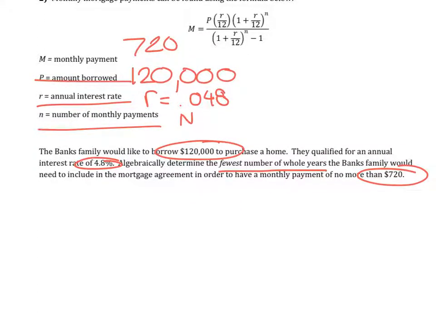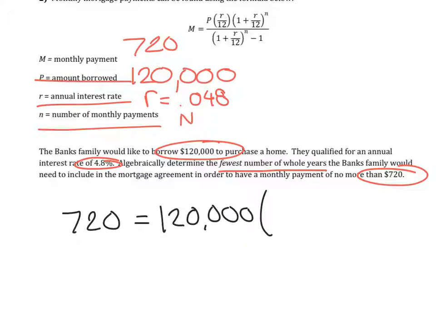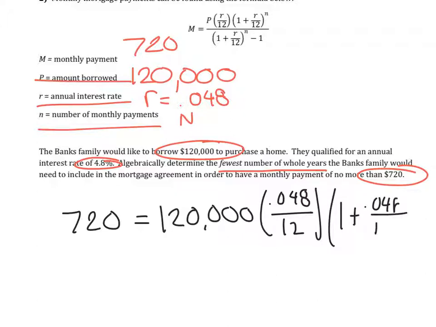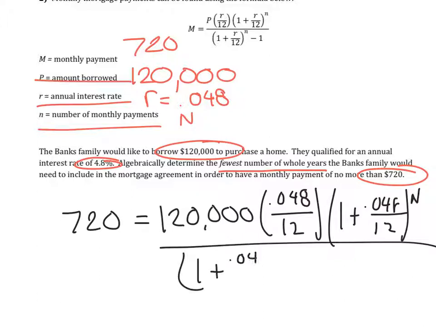All right, so let's carefully plug this in. So my M, I'm going to go 720 equals my P, 120,000, times my rate, 0.048 over 12, times 1 plus 0.048 over 12 to the N, all over 1 plus 0.048 over 12 to the N minus 1.